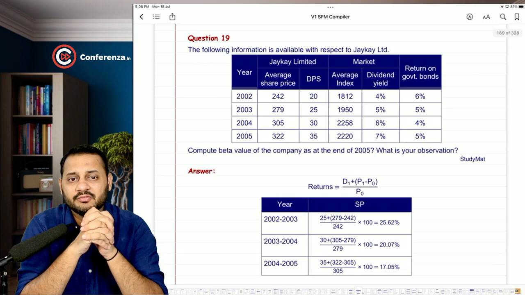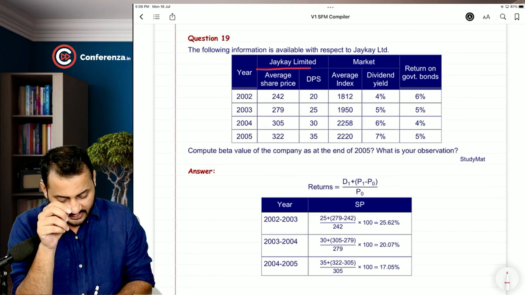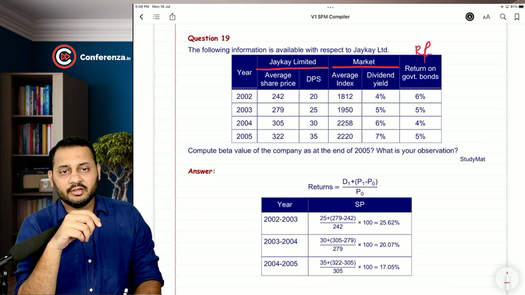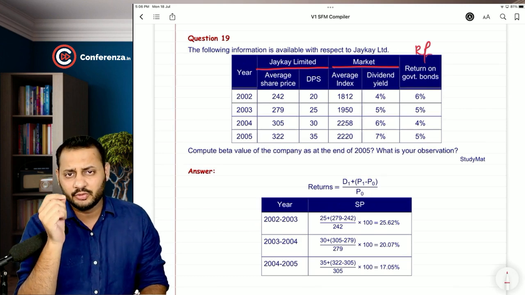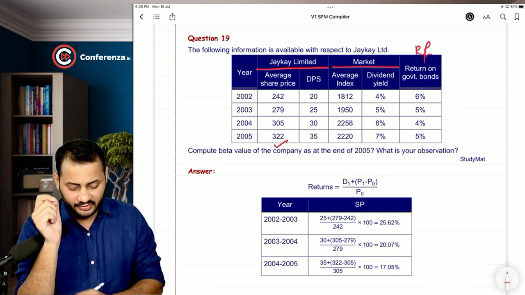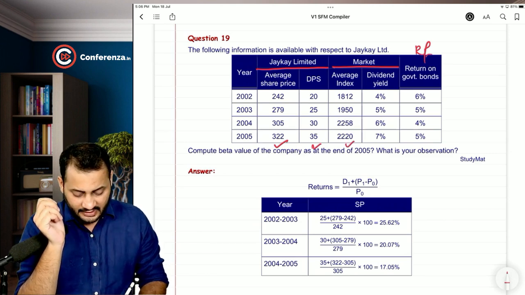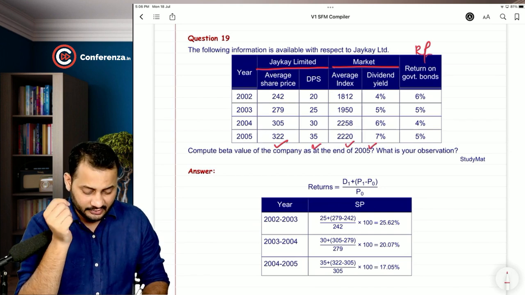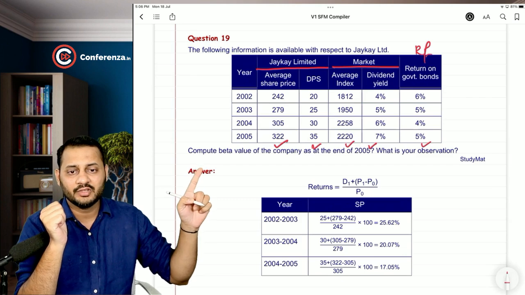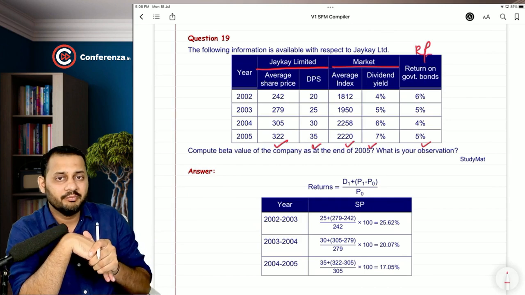The following information with respect to JK Limited is given to you. This is JK Limited's information, this is the market's information, and this is the risk-free rate of return on government bonds. From 2002 to 2005, the market prices are given to you, and dividend per share is also given. Same with the market index and the dividend yield, and then the risk-free rate of return on government bonds. Compute the beta value of the company as at the end of 2005. Now we have to compute the beta value.